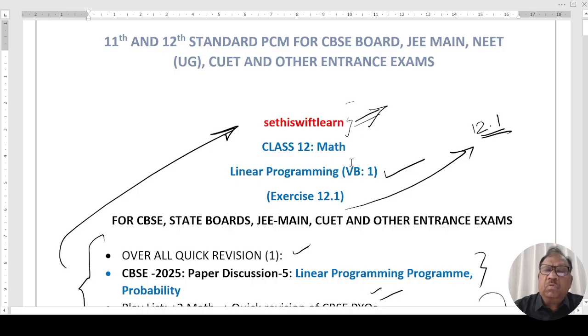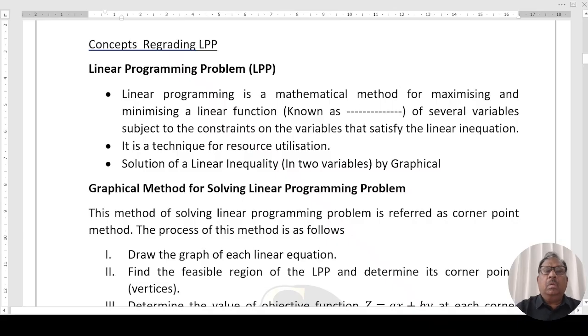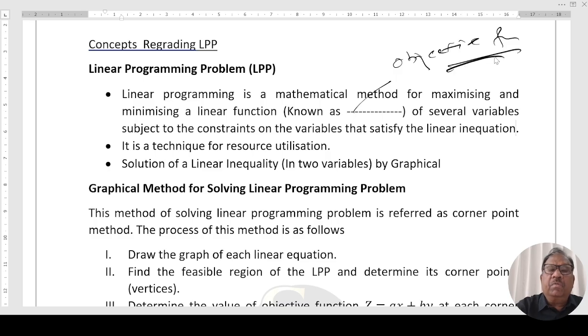Now let's start with the question and concepts. Before we start the question, the concept regarding LPP. Linear programming is a mathematical method to maximize or minimize a linear function, which is known as the objective function, subject to constraints that are linear inequalities. We are discussing two variables only.